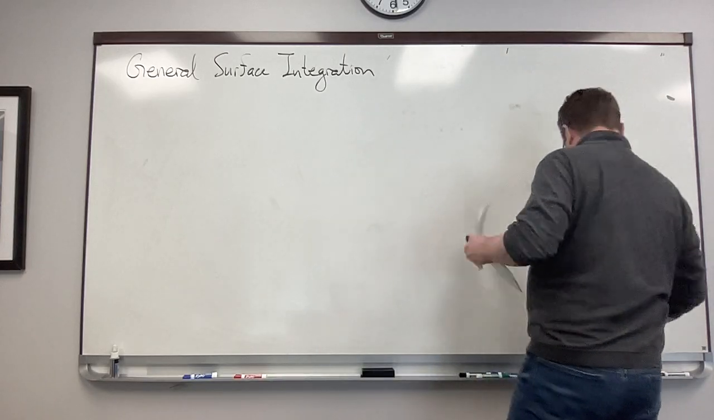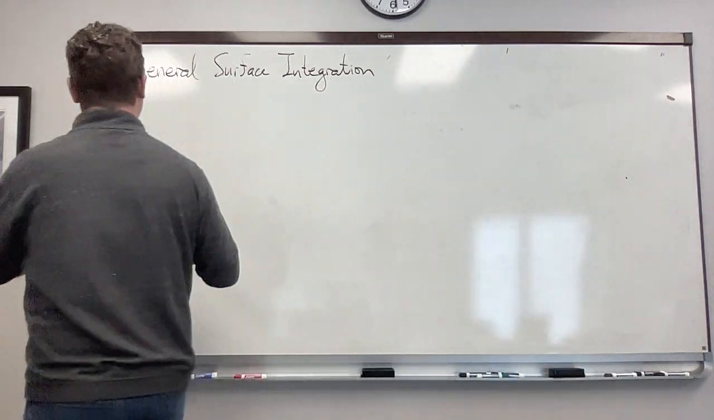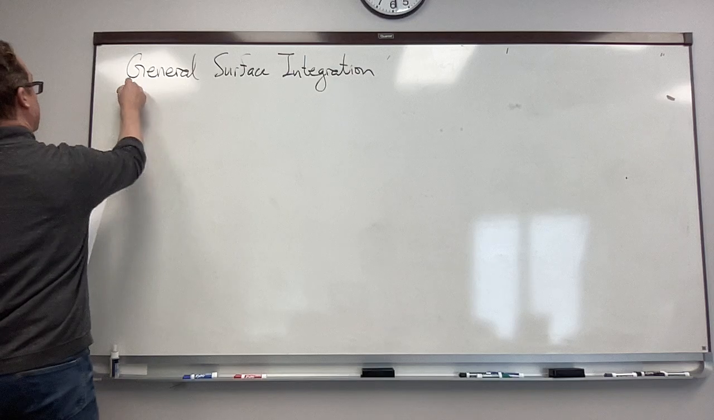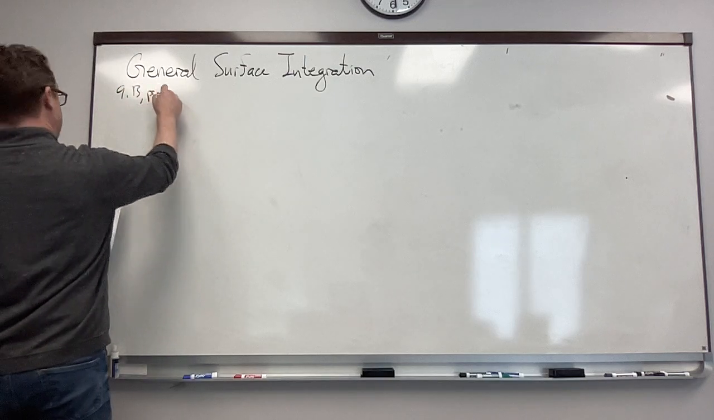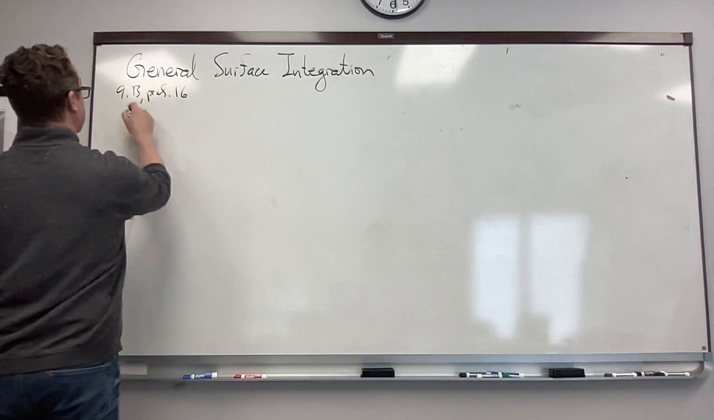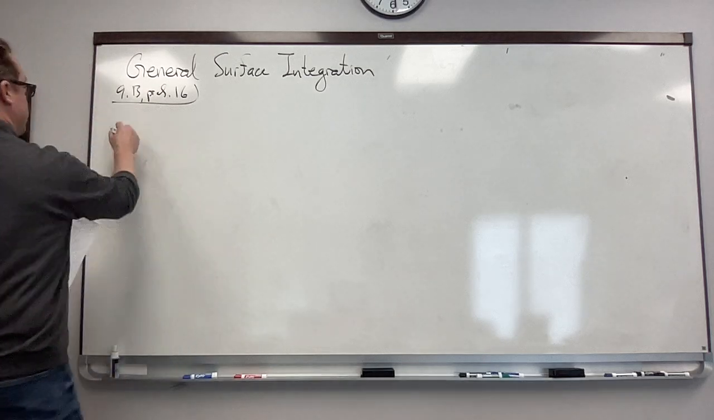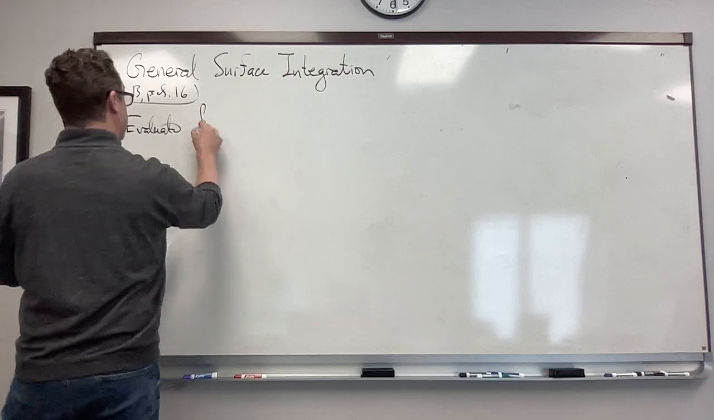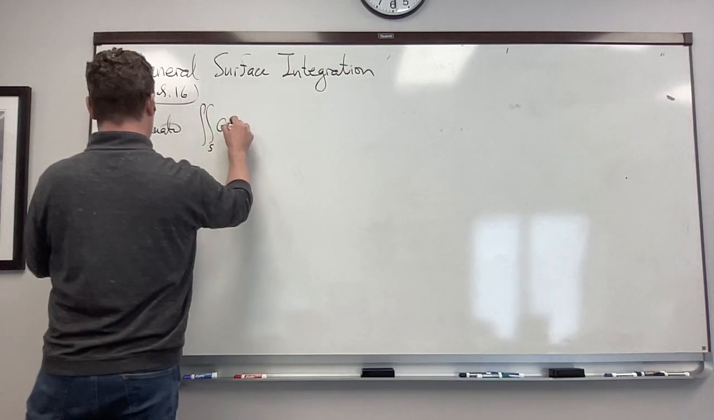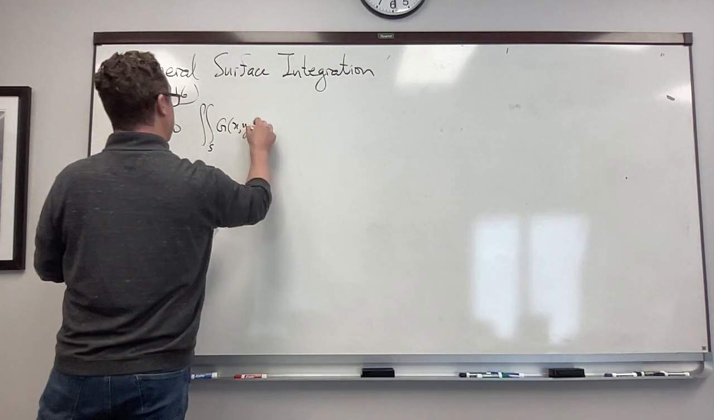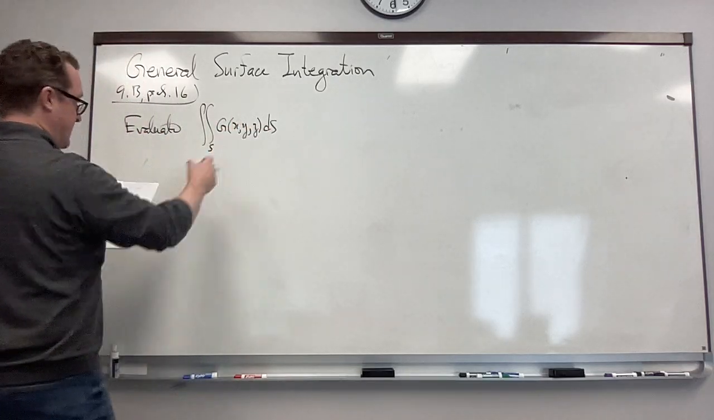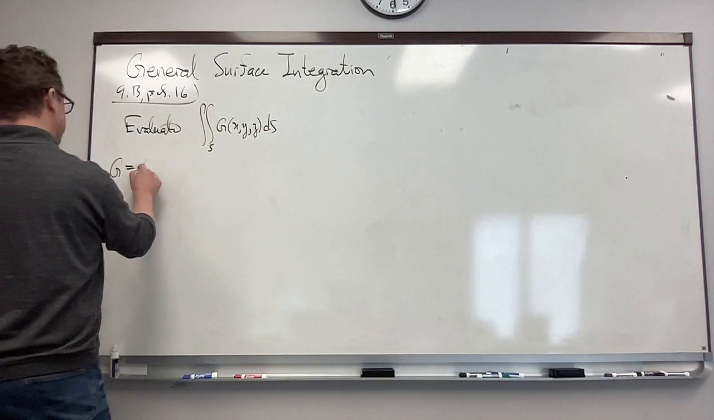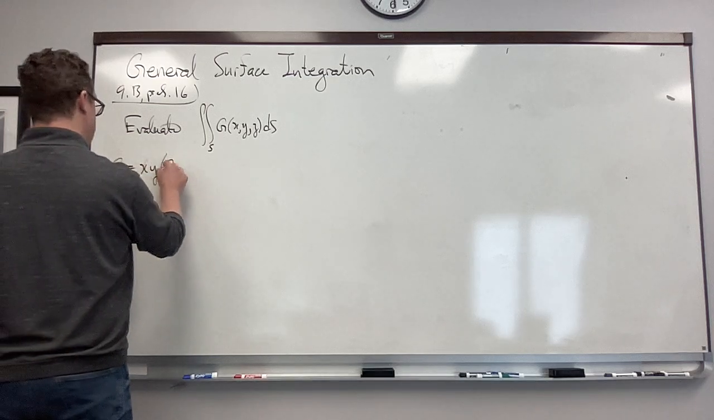So this is section 9.13, problem 16 from the textbook. It says evaluate this surface integral. Just say evaluate the surface integral for G equal, there's some goofy made up function.